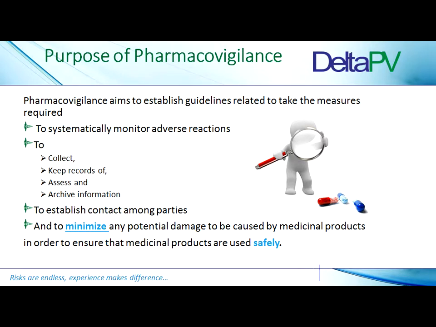Pharmacovigilance aims to establish guidelines and take the measures required to systematically monitor adverse reactions, to collect, keep records of, assess, and archive information, to establish contact among parties, and to minimize any potential damage caused by medicinal products in order to ensure that medicinal products are used safely.